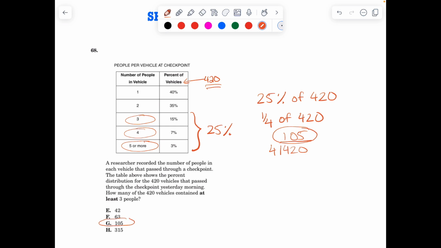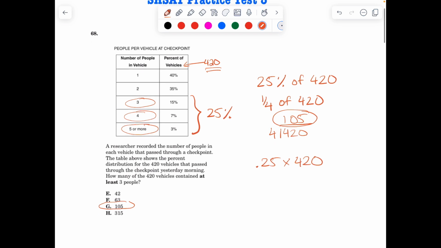Now you can also do this percent problem by doing 0.25 times 420. You can set up a proportion, but either way you do it, as long as you know you're looking for 25% of 420 and you calculate correctly, you should get 105 vehicles.